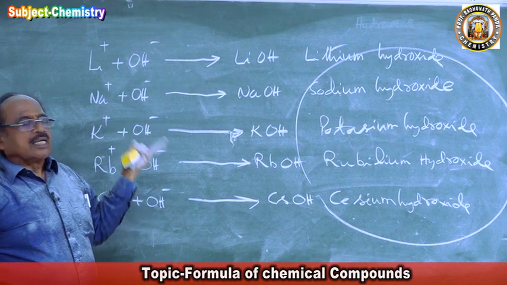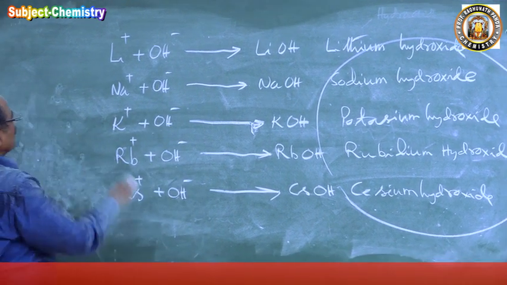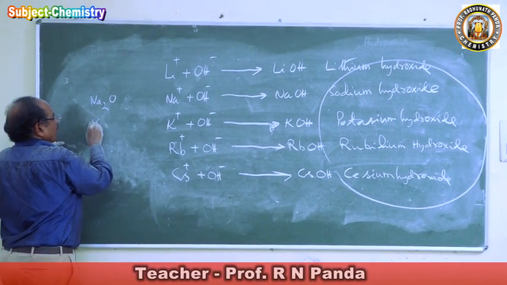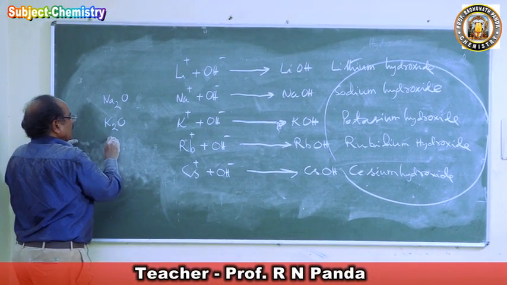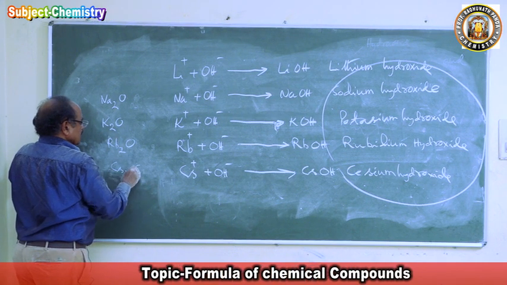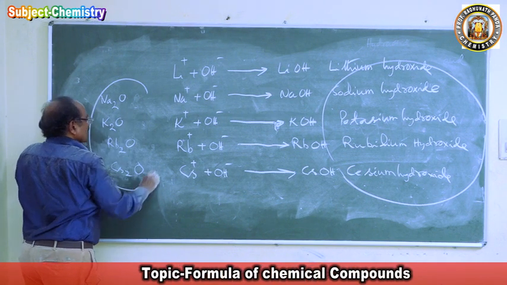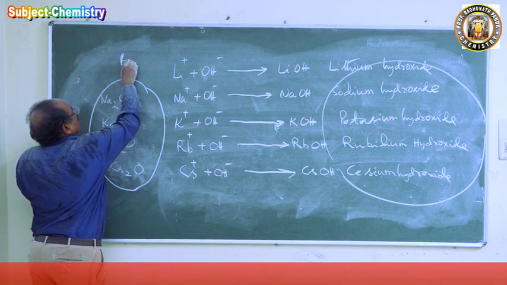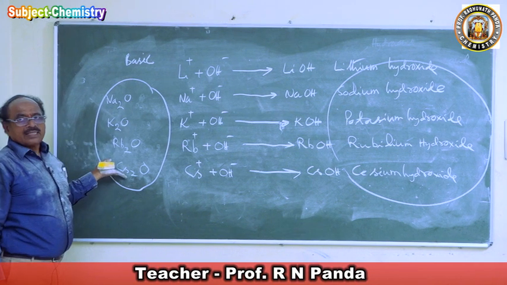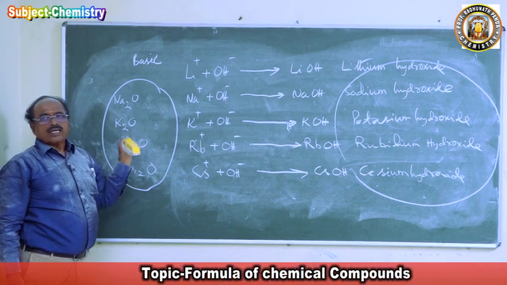Sodium will form sodium oxide, Na2O, potassium will form K2O, rubidium will form Rb2O, and cesium will form Cs2O. All these oxides are also basic. Why? If you add water, they dissolve in water and form hydroxides, so they are basic.